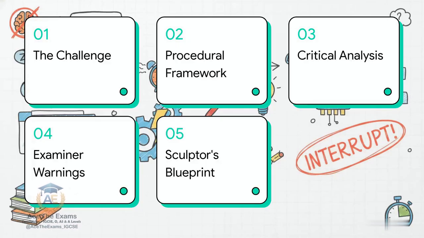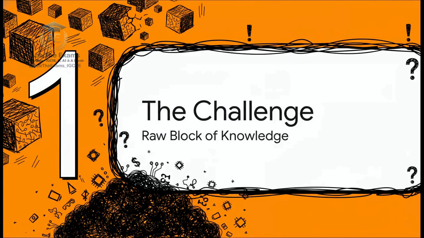Here is the exact agenda we are going to use to upgrade your exam technique today. First, we will break down the challenge. Second, we look at the procedural framework. Third, critical analysis and evaluation. Fourth, crucial examiner warnings. And finally, we will build your ultimate sculptor's blueprint. Let's get to it. Section 1.